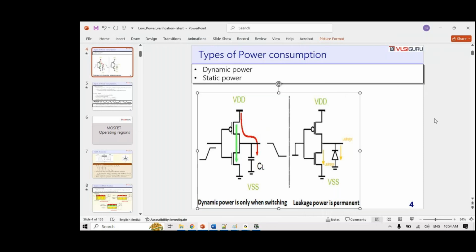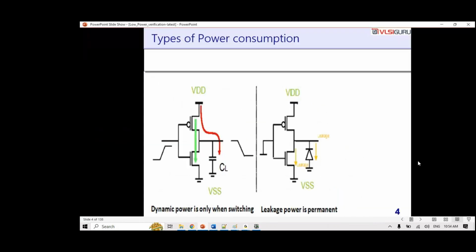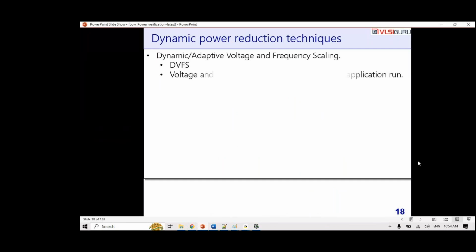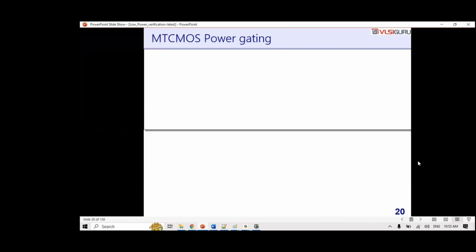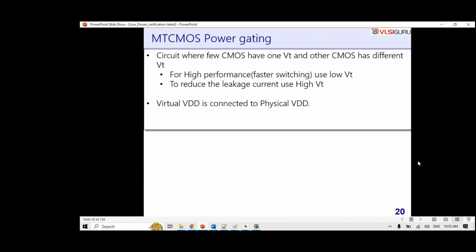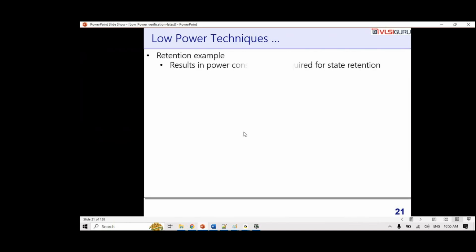Let's go back. We talked about this one. We talked about empty CMOS, and virtual VDD, and the other low power techniques. We were talking about the retention example. I have already told you it's a very simple concept. What is a retention example? Where does this whole retention come into the picture?